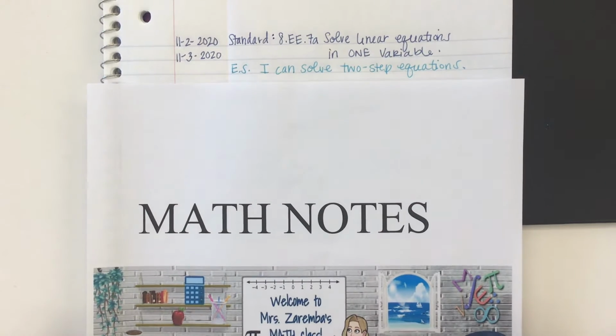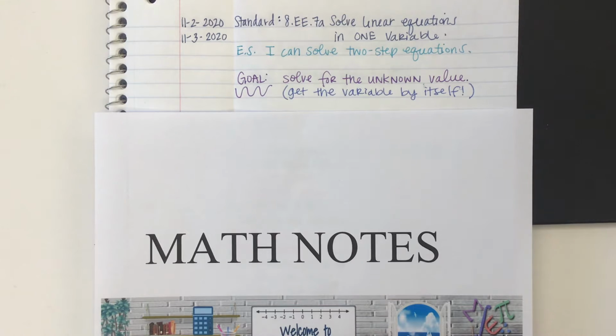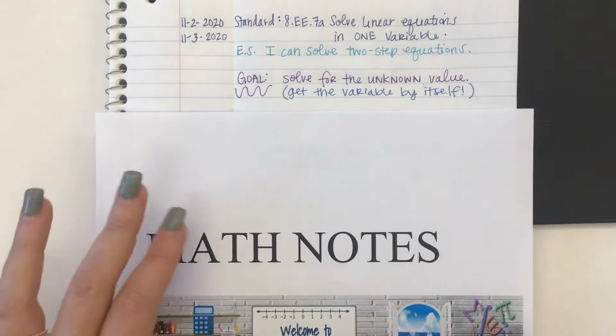So, what is our goal when we solve two-step equations? Well, our goal is to solve for the unknown value, which means you get the variable by itself. So you will have a variable, you will have an equal sign in an equation, and the whole point is to get the variable by itself, to solve for, let's say, x. X equals a number. So what we did in 7th grade was we had one-step equations, something like x plus 4 equals 7, solve for x, and we're just building upon that and moving on to two-step equations.